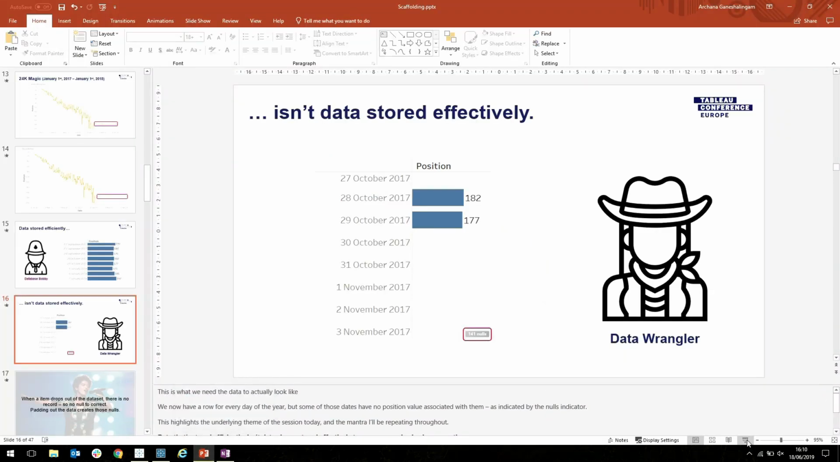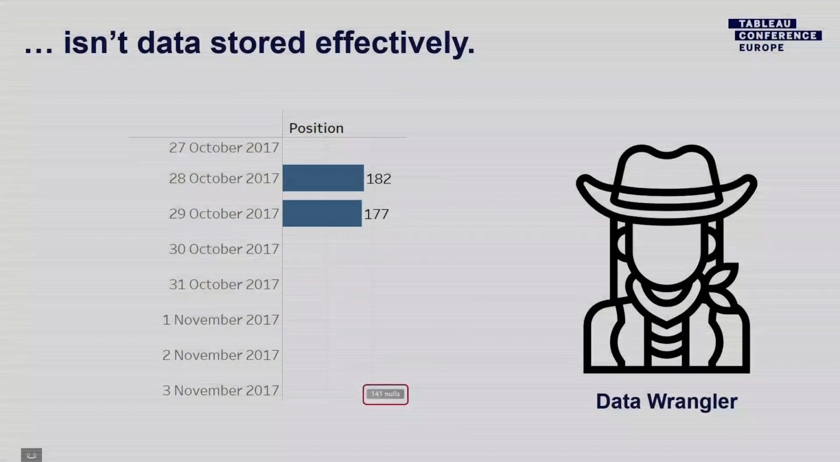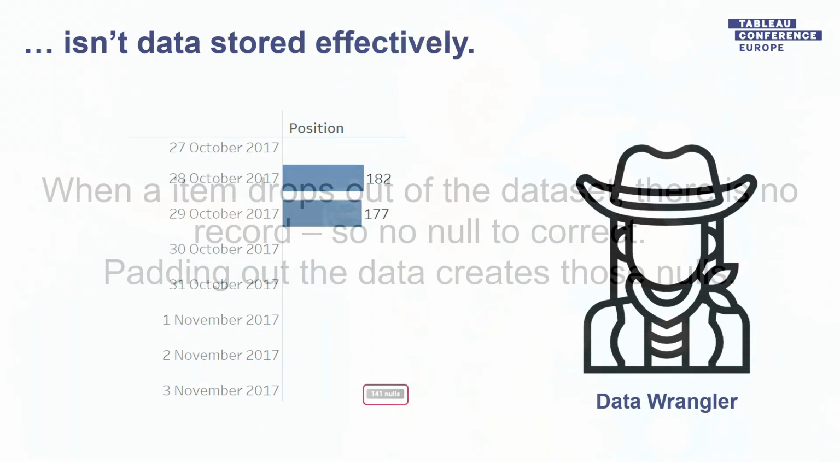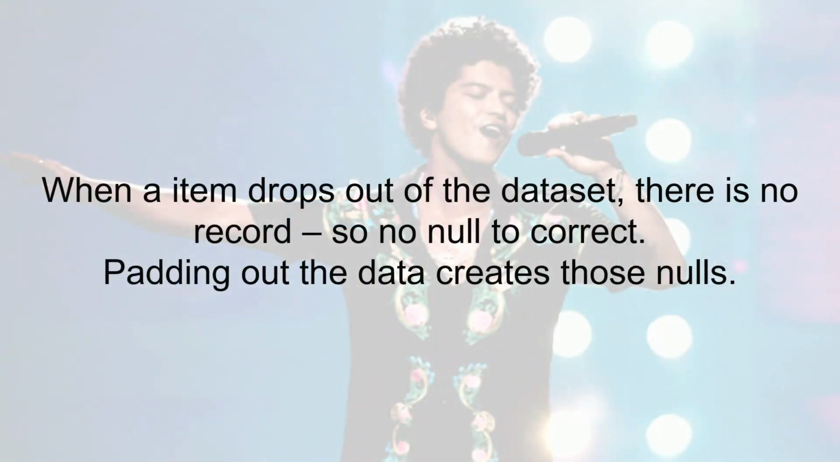So let's jump back into the PowerPoint to recap. To clearly see when a song fell out of the Spotify Top 200 charts and came back in, we need to join in a calendar table that gives us a row for every day in the time period we're analyzing. We learned that when a line item drops out of the data set, there's no record and therefore no null. Padding out the data essentially creates those null values so that we can use them to accurately visualize the time period we're analyzing.